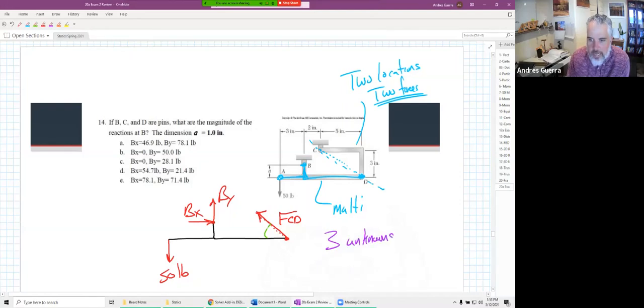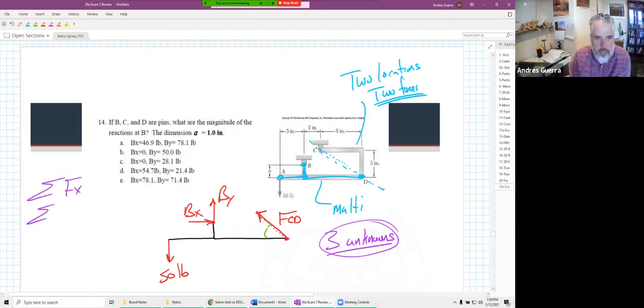If you did not identify C to D as 2-force, you would have a DX and a DY. That would be too many unknowns. You wouldn't be able to solve the problem because we only have 3 equations. So now if we want to find BX and BY, we have 3 unknowns. So it's just a matter of looking at our equations as options. If we sum forces in the X or Y, or if we sum moments.